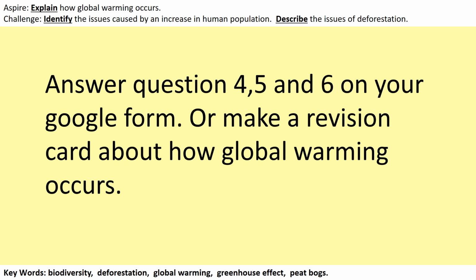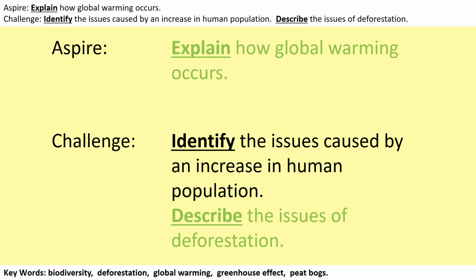Okay, right, well done. So now we've looked at the issues of deforestation, which is one of the challenges, and we've also looked at the Aspire, which is explain how global warming occurs. Now there's just one more issue that's on the AQA specification, which is about how humans can change the environment.